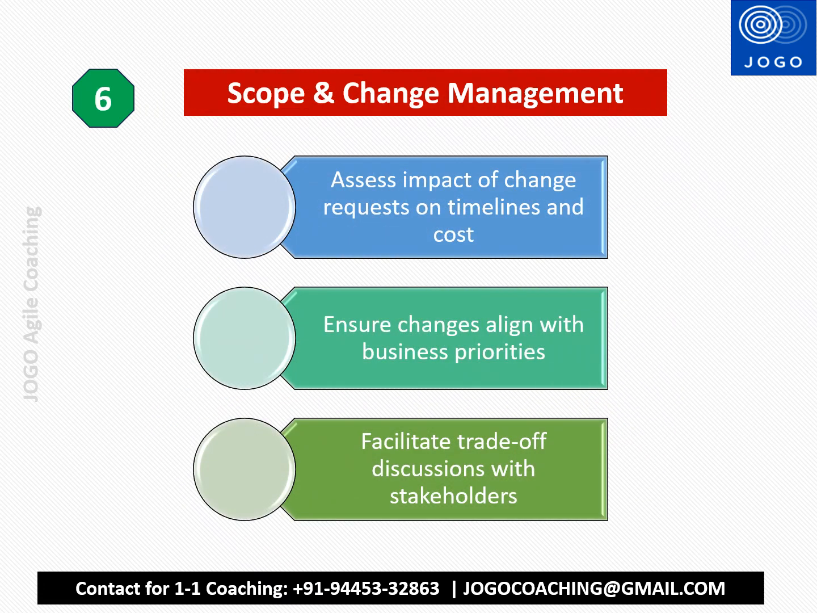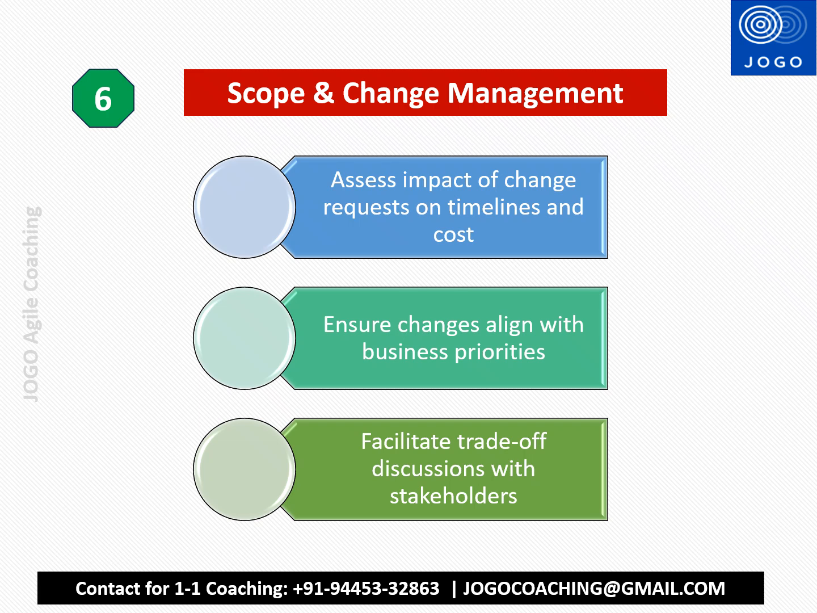The sixth focus area for Agile Project Manager is scope and change management. Agile PM will assess the impact of any change request coming to the team based on the timeline and the cost. Once that is clear, Agile PM will do the trade-off to see whether we can accommodate or negotiate or postpone, etc. Another activity done by the Agile PM is ensuring that changes are aligning with the business priority. So Agile PM will assess and control if the priority is not related to business needs.